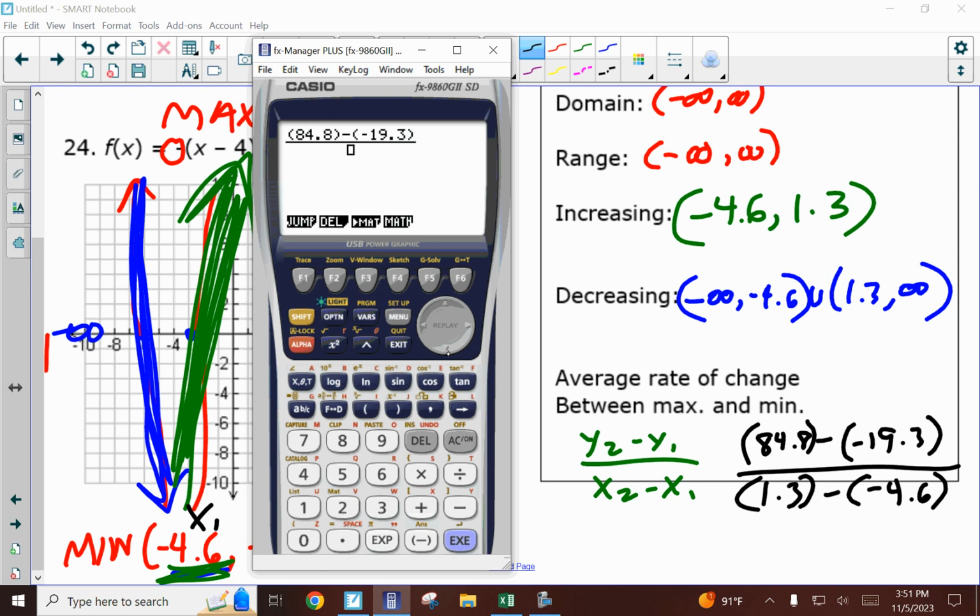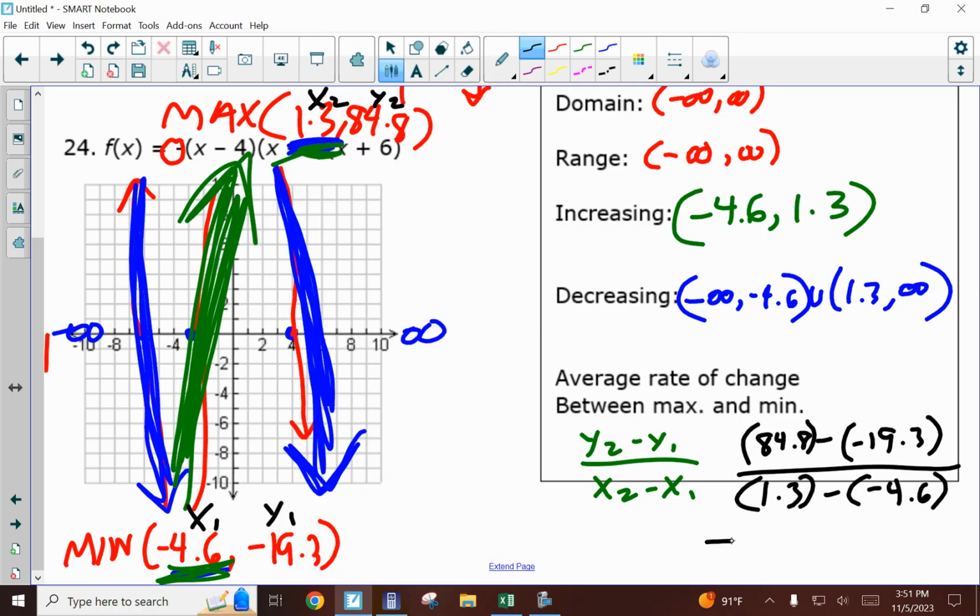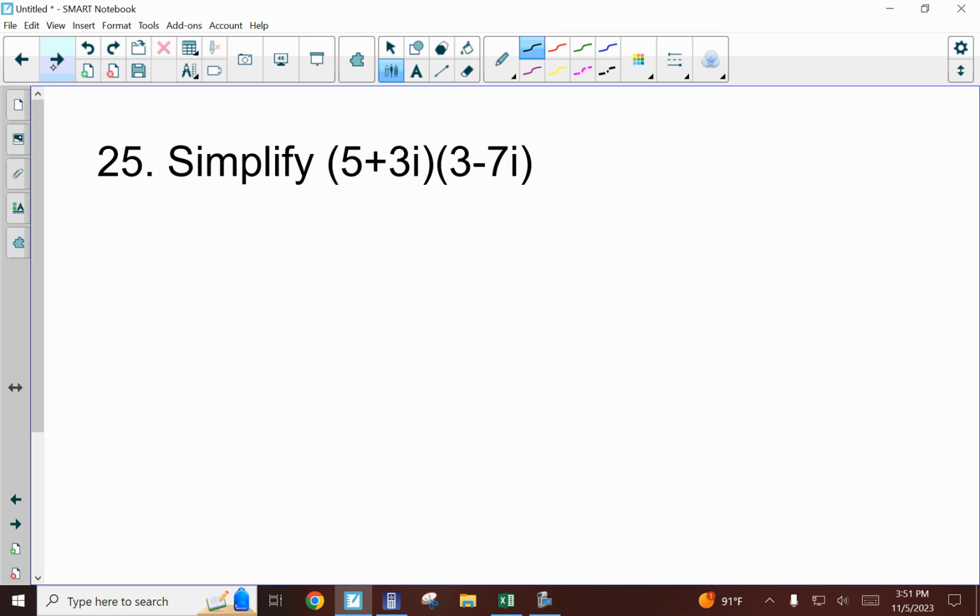And then we're going to have 1.3 minus negative 4.6. So that answer is 17.6. That's my answer. Okay, the last section is all review. So I'll just whip through this real quick because I know this video is getting way too long.